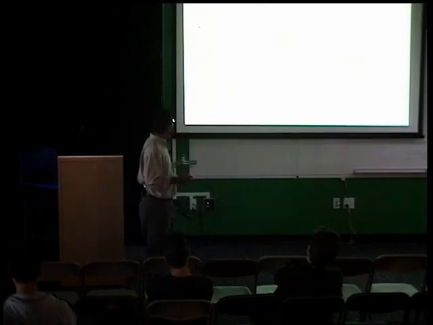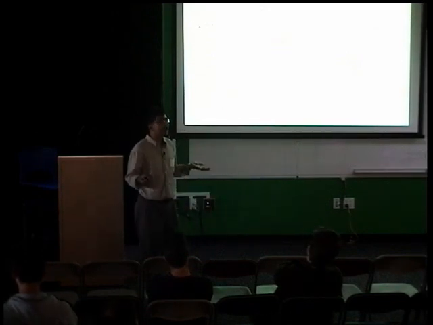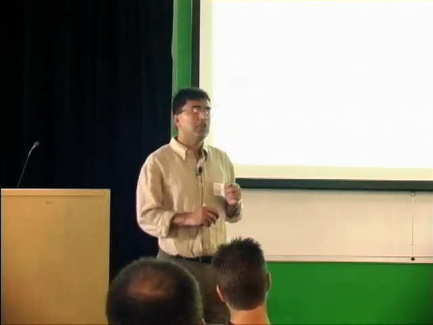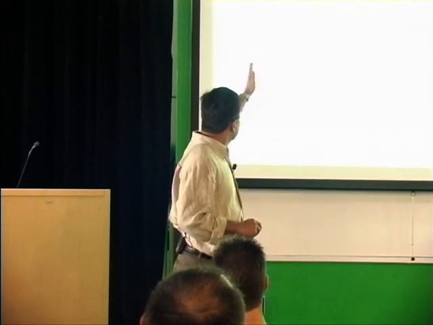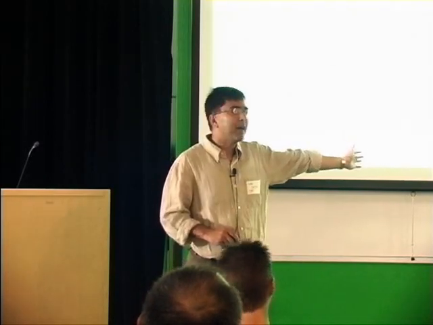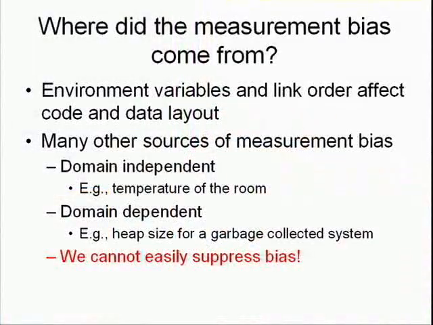But unfortunately, along with the domain-independent sources of bias, there are also domain-dependent sources of bias. So for example, the heap size for a garbage collected system, people now know that depending on the heap size you pick, you may come to completely contradictory conclusions about which garbage collector is the better garbage collector. So there are so many sources of measurement bias, domain-dependent and independent, that it's not something we can easily suppress.